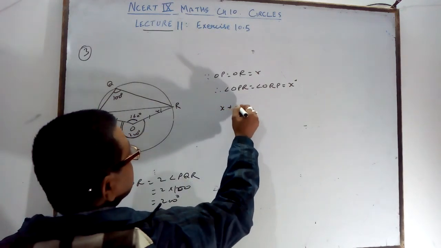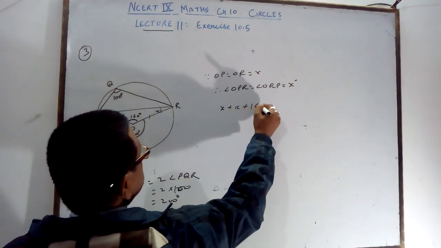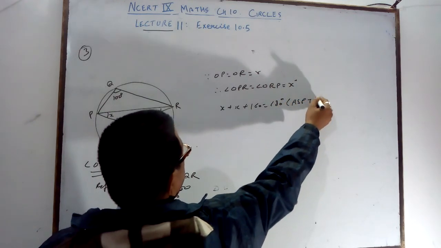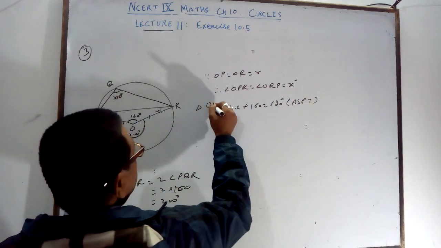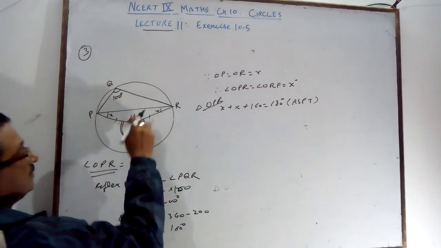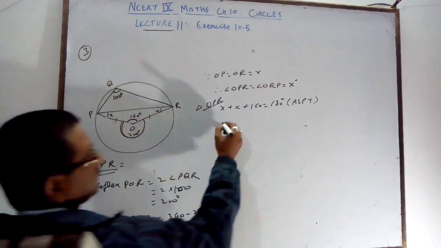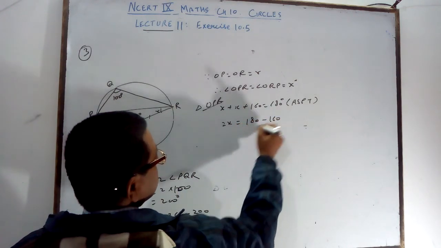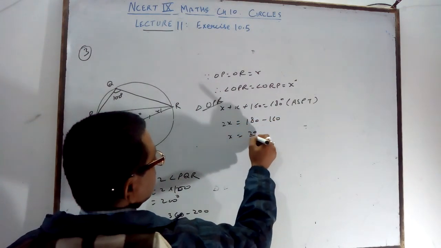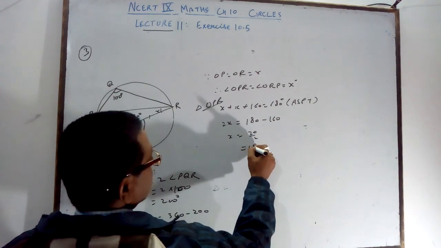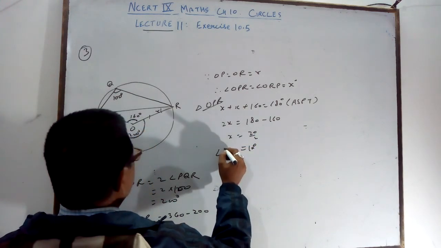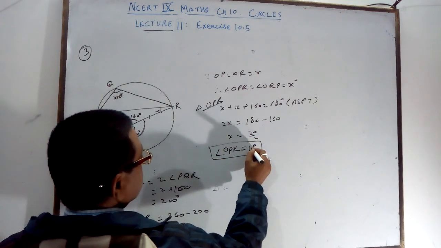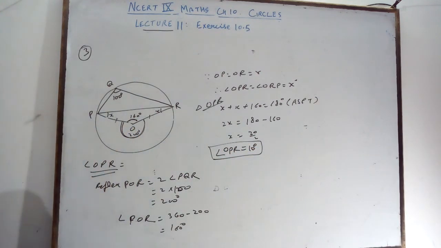So x plus 160 is 180 by angle sum property in triangle OPR. In this triangle, x plus x plus 160 is 180, so 2x is equal to 180 minus 160, then x is equal to 20 by 2, that is 10 degrees. So angle OPR is equal to 10 degrees. Very simple.